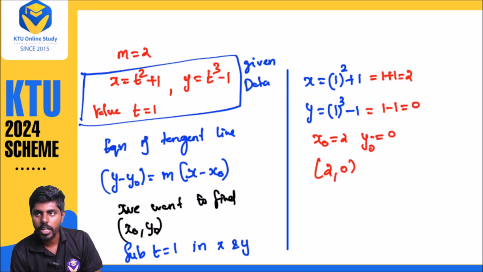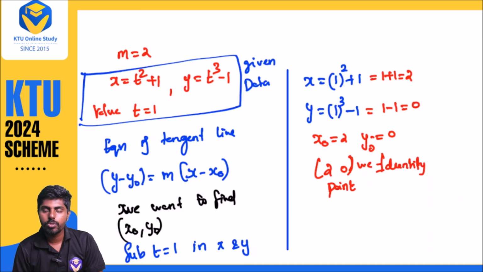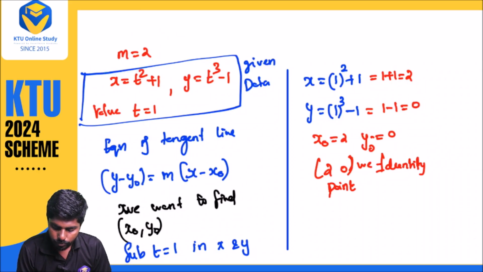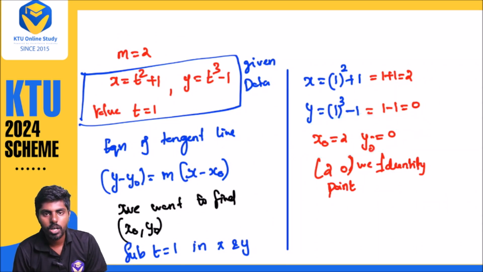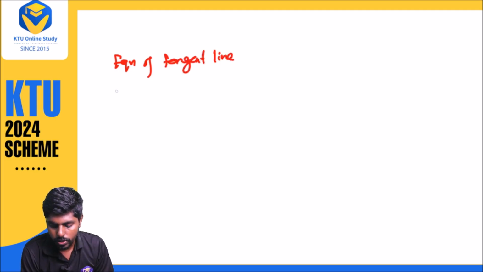So how is our equation of tangent line? We have identified the point. We have identified what is m, and we have identified what is x naught and y naught. Now just substitute in the formulas of the normal line and tangent line. The equation of tangent line is y minus y naught is equal to m into x minus x naught.